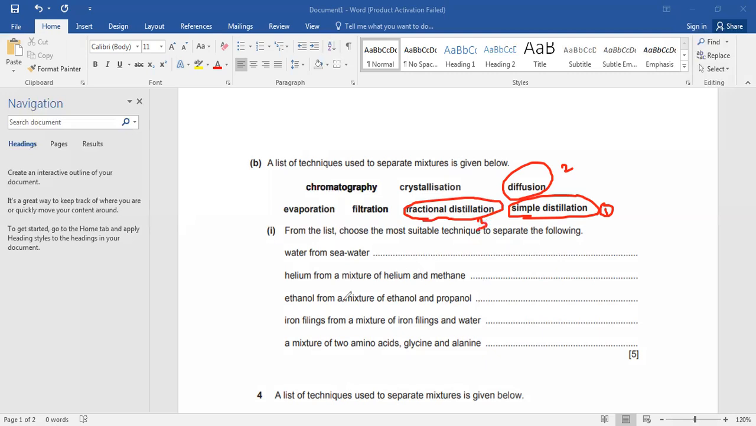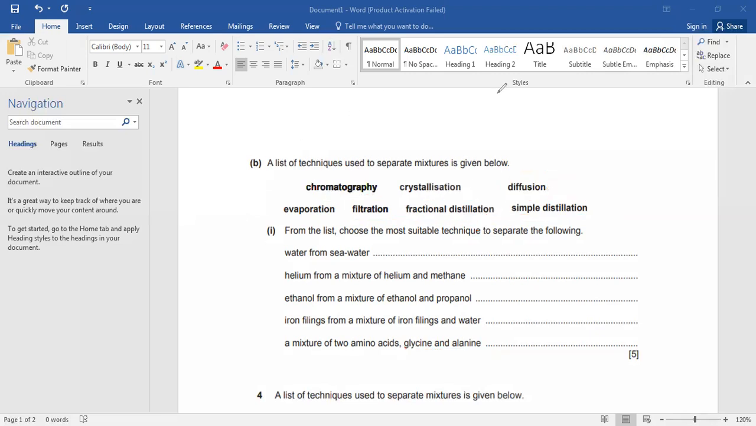Yes. What about the fourth one? Iron filings from a mixture of iron filings and water. This is very easy, because by filtration you can filter the iron filings from water, right? Next, a mixture of two amino acids, glycine and alanine. Again, for this, children, soluble solids, in the sense we use chromatography. So glycine and alanine are amino acids which are soluble solids. So we have to use chromatography, right? Chromatography.